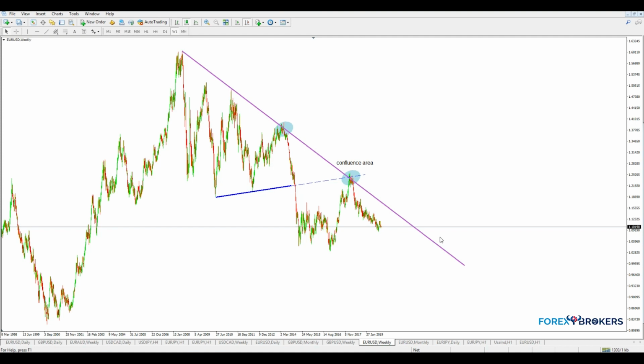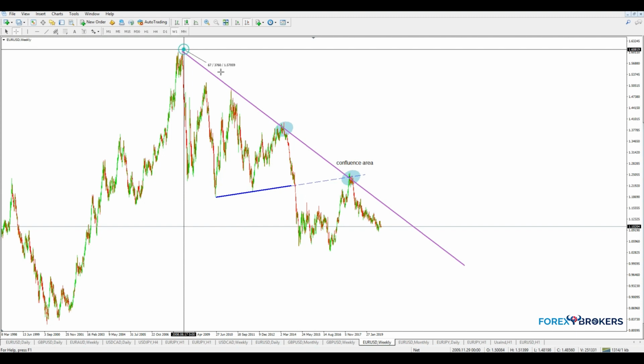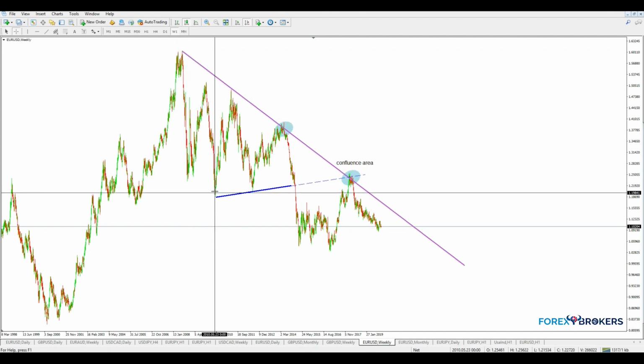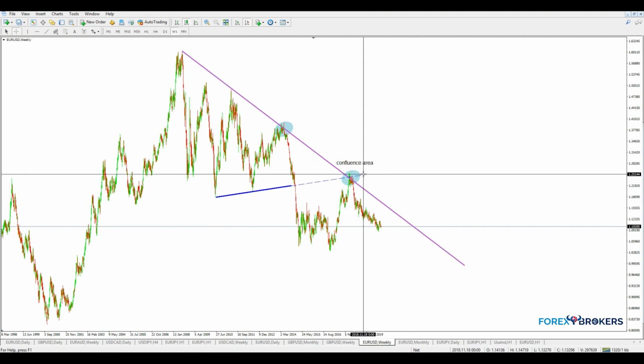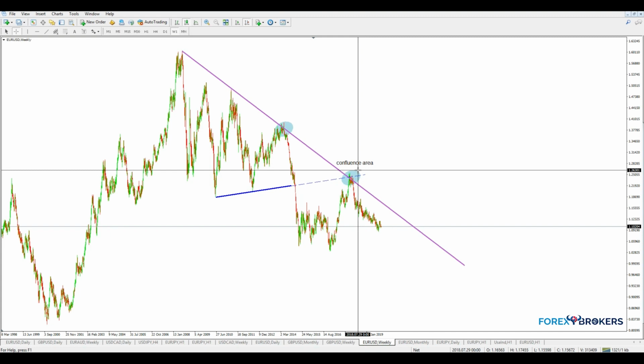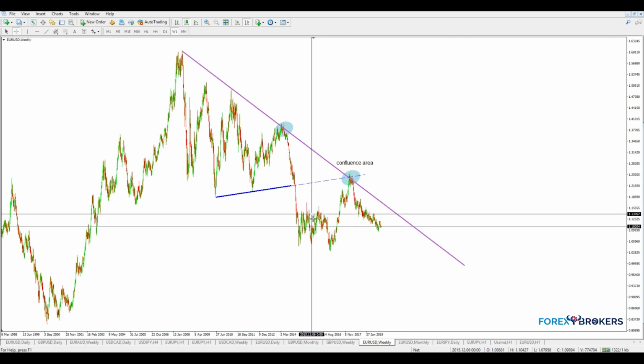Also, when the price reaches 2 or more horizontal or dynamic support and resistance levels, that area is called the confluence area. It's a very difficult area to break. In this case, if you drag the trend line from connecting the two highs here with this one here, this is a confluence area, a very interesting area, because the euro US dollar broke lower here.